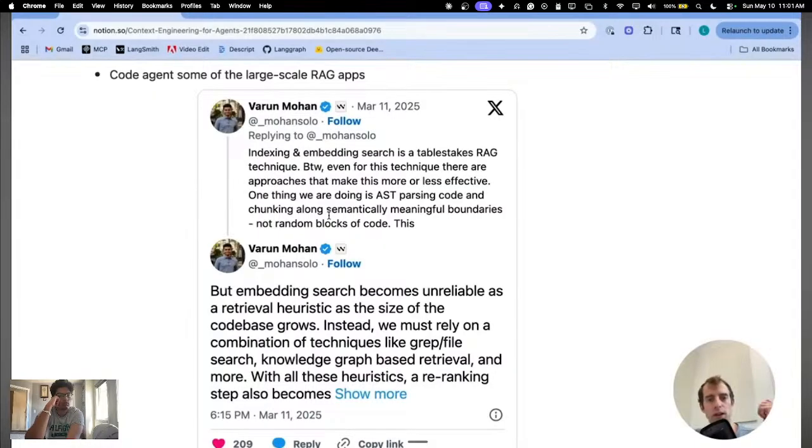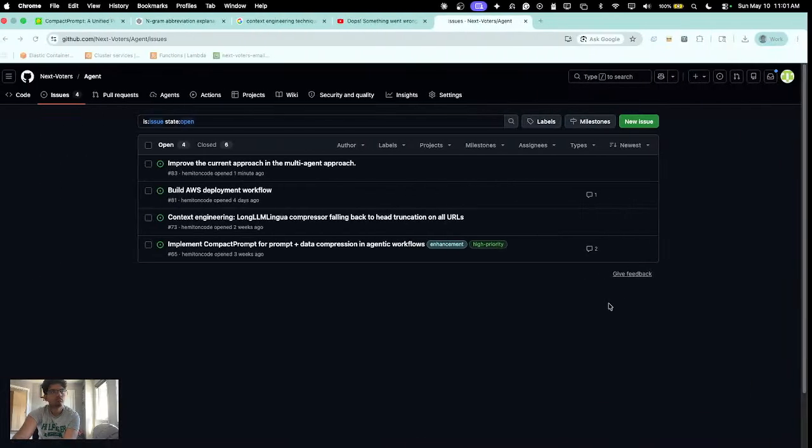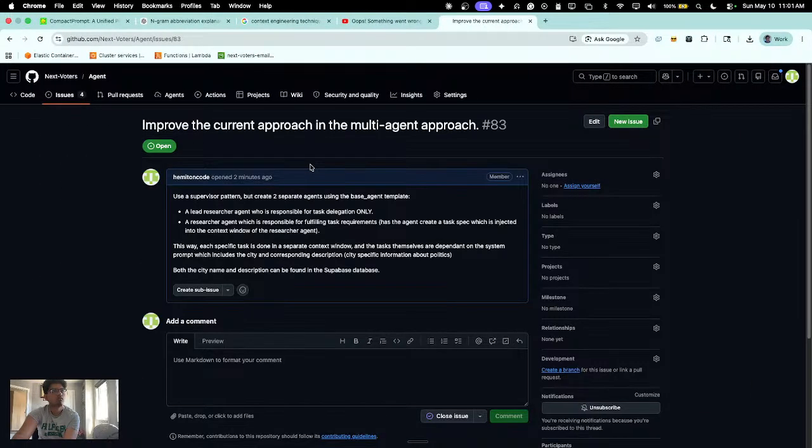So, of course, you're using indexing and embedding-based similarity search as a core RAG technique. But then you have to think about chunking. So they, for example, do AST parsing to chunk along semantically meaningful code boundaries, not just random blocks of code. So that's kind of point one.